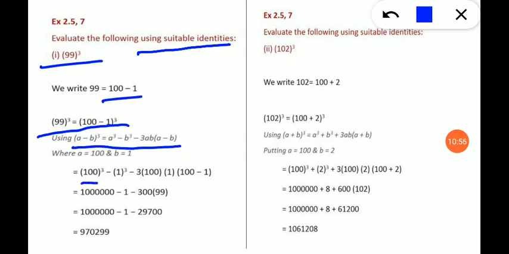So a cube means 100 cube, b cube is 1 cube, minus 3ab means 3 into 100 into 1, and a minus b means 100 minus 1. We'll substitute all the values, solve it, and after solving we will get 970299 as the answer.